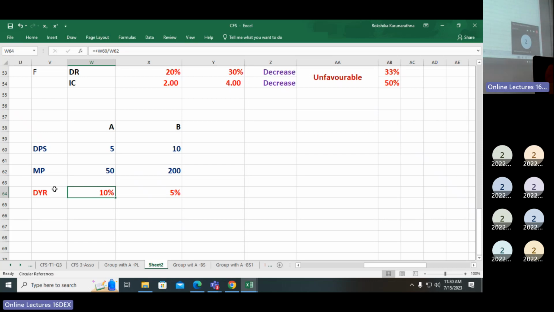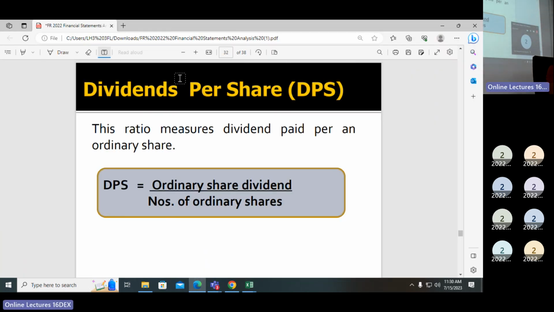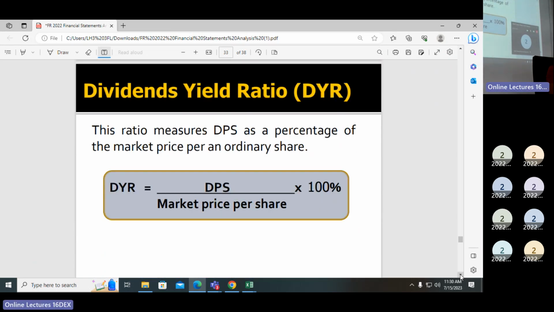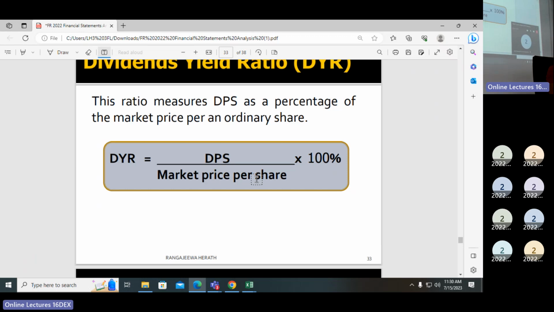So for that, you take the dividend yield ratio, same as the earning yield ratio. Dividend per share divided by market price per share. Right? Dividend yield ratio. Next, we have dividend yield: dividend per share divided by market price.